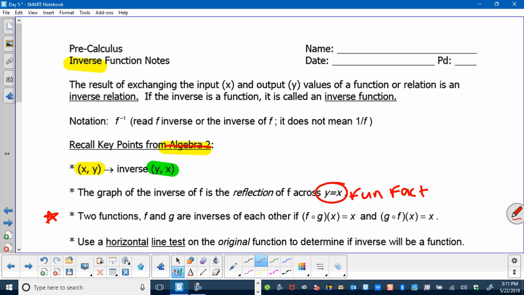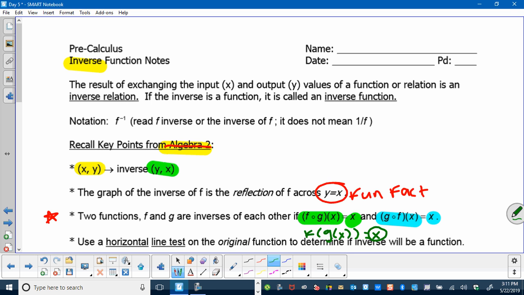This is really important for us right here. So two functions, f and g, are inverses of each other if f of g of x is equal to x and g of f of x is equal to x. Now, if you remember last time, we said "fog" and "goth" are not things. So we're going to rewrite that as f of g of x. And when you solve that, because you know those are formulas, you're going to substitute, you're going to solve. When you solve that, your answer should be literally just an x.